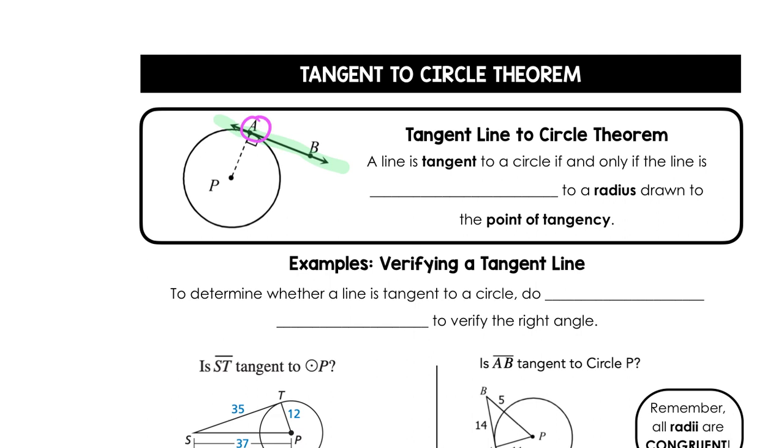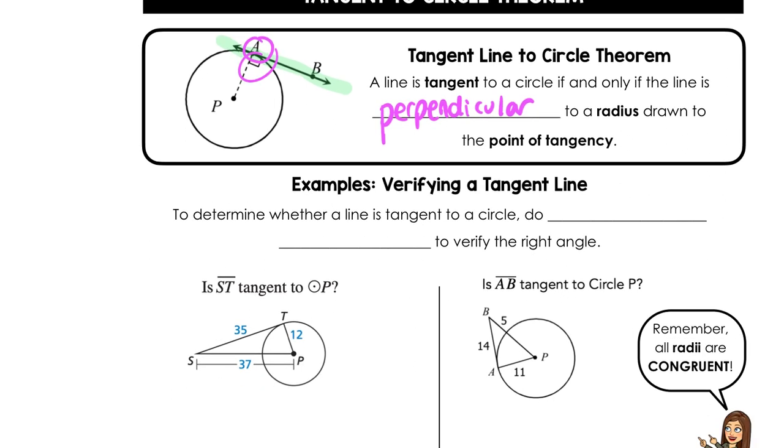It is only a tangent if it's perpendicular to the radius drawn at the point of tangency. So the key word there is perpendicular. We can see that it's perpendicular on this picture because it's marked with that box showing that it's a right angle. It's a 90-degree angle.